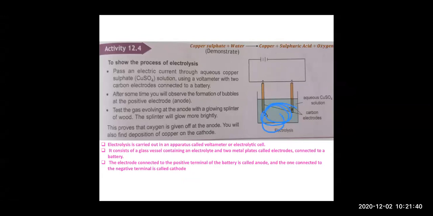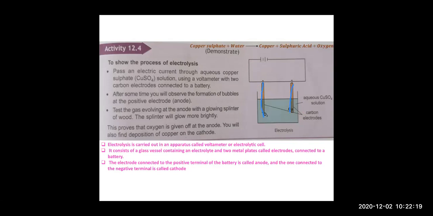aqueous solution of CuSO4, right? Aqueous solution means it is diluted, it is mixed with water, CuSO4, right? And this electrolysis is carried out in an apparatus, this container, which is known as a voltameter, or it can also be called an electrolytic cell. So a voltameter or a beaker is taken. In that what is filled, beta? CuSO4 is filled, right? And after filling the CuSO4, we are going to dip here two rods, right?